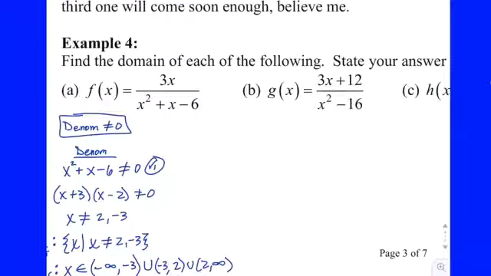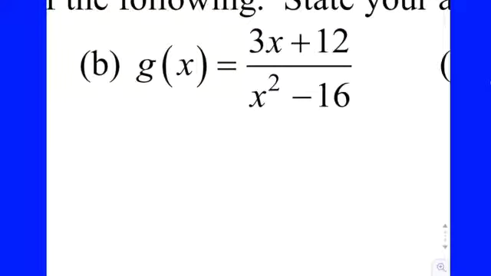All right. Go ahead and do letter B by yourself. Take, I don't know, a minute and a half. It's very, very similar. But you just have different bad guys on this one.